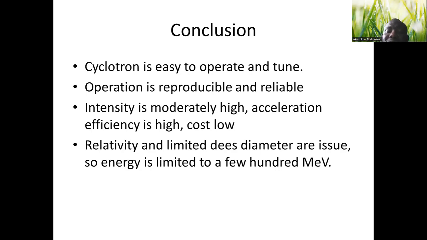Intensity is moderately high, acceleration efficiency is high, and the cost is a bit low. Although for the SPECT radionuclides, it's more expensive because the technology is not well developed. For example, if you want to generate technetium 99m, it's possible, but it's not cost effective. But most of the FDG, fluorine, ammonia, oxygen, radioactive water, all these are really easy to generate. Relativity limits the dee diameter and energy. So the energy is limited to a few mega electron volts. We cannot go to giga electron volts with a cyclotron because the magnetic strength is limited and the diameter of the dee electrode that can be created is limited.